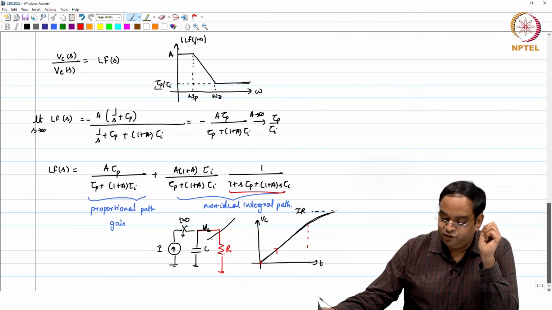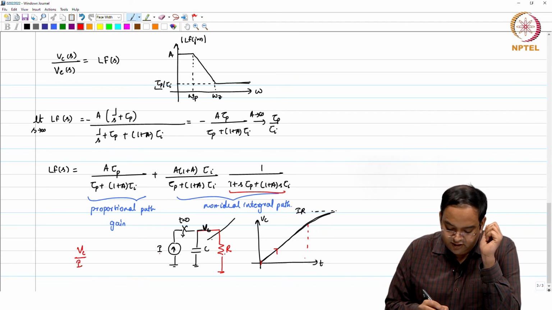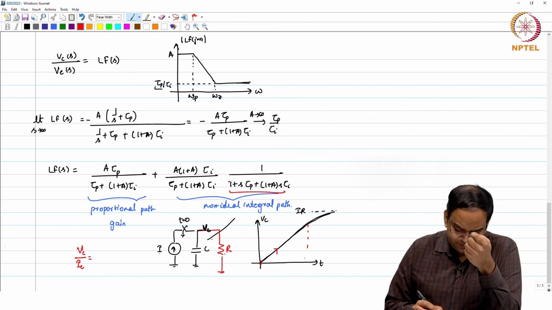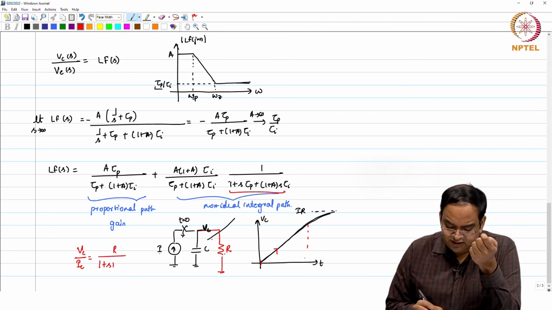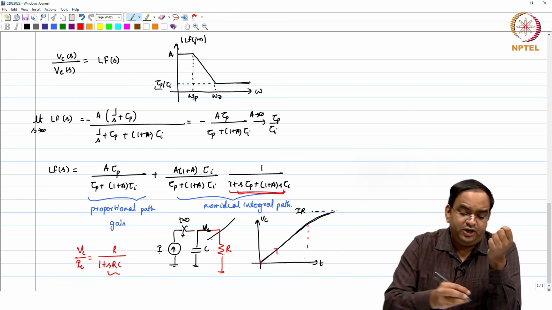Well, you can also see that from here, Vc by I in this case is nothing but R in parallel with C, which is R divided by 1 plus SRC. It is similar to what you are having here. So, there is no difference.